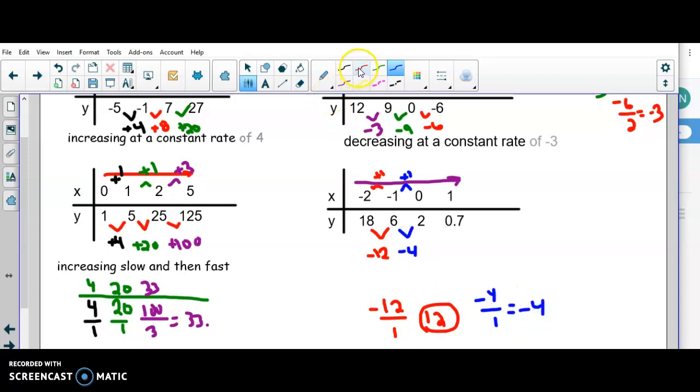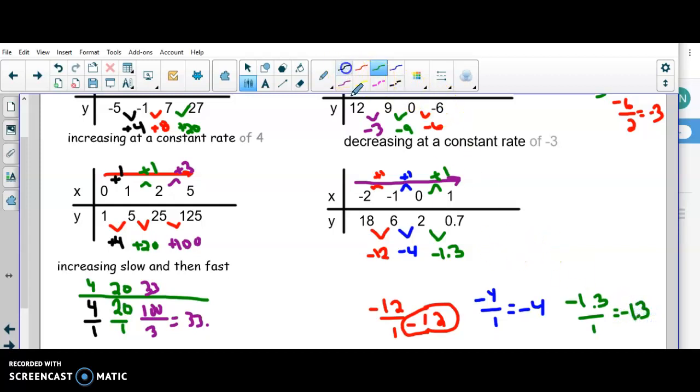Uh-oh. Look what I forgot. That's so silly. I forgot my negative symbol right there. That's negative 12. And negative 4, because it's decreasing, it's negative. All right? And then our last value, we go from 2 to 0.7. So that's a decrease of negative 1.3. And this is an increase of 1. So it would be negative 1.3 over 1, which is negative 1.3.